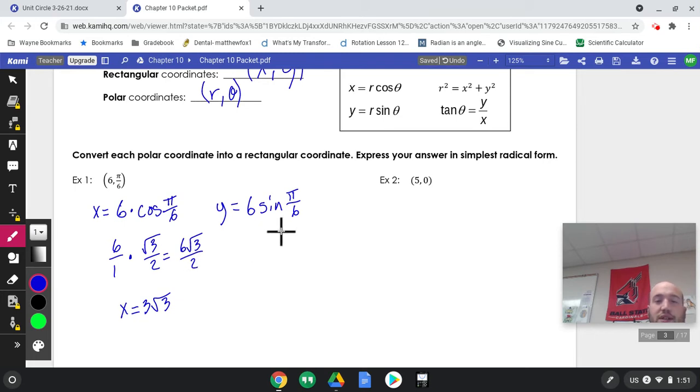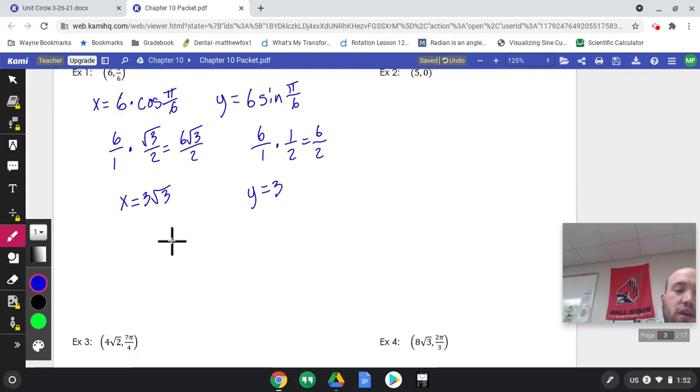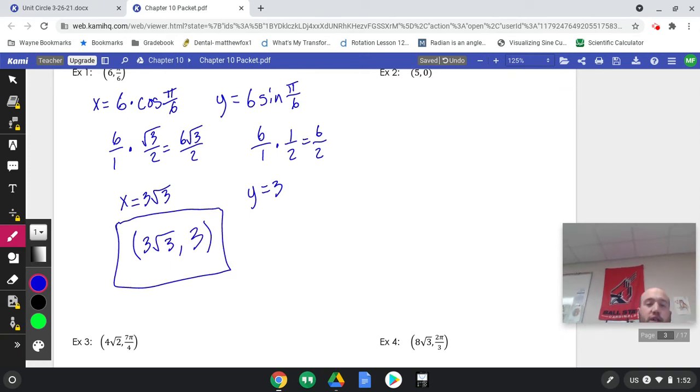Now for the next one, 6 times the sine of pi over 6. Sine of pi over 6 was 1/2. So if we multiply, that'll give us 6 over 2, which we know reduces to 3. And our final answer then, 3 square root of 3, comma 3. So that would be our final answer in rectangular coordinates.